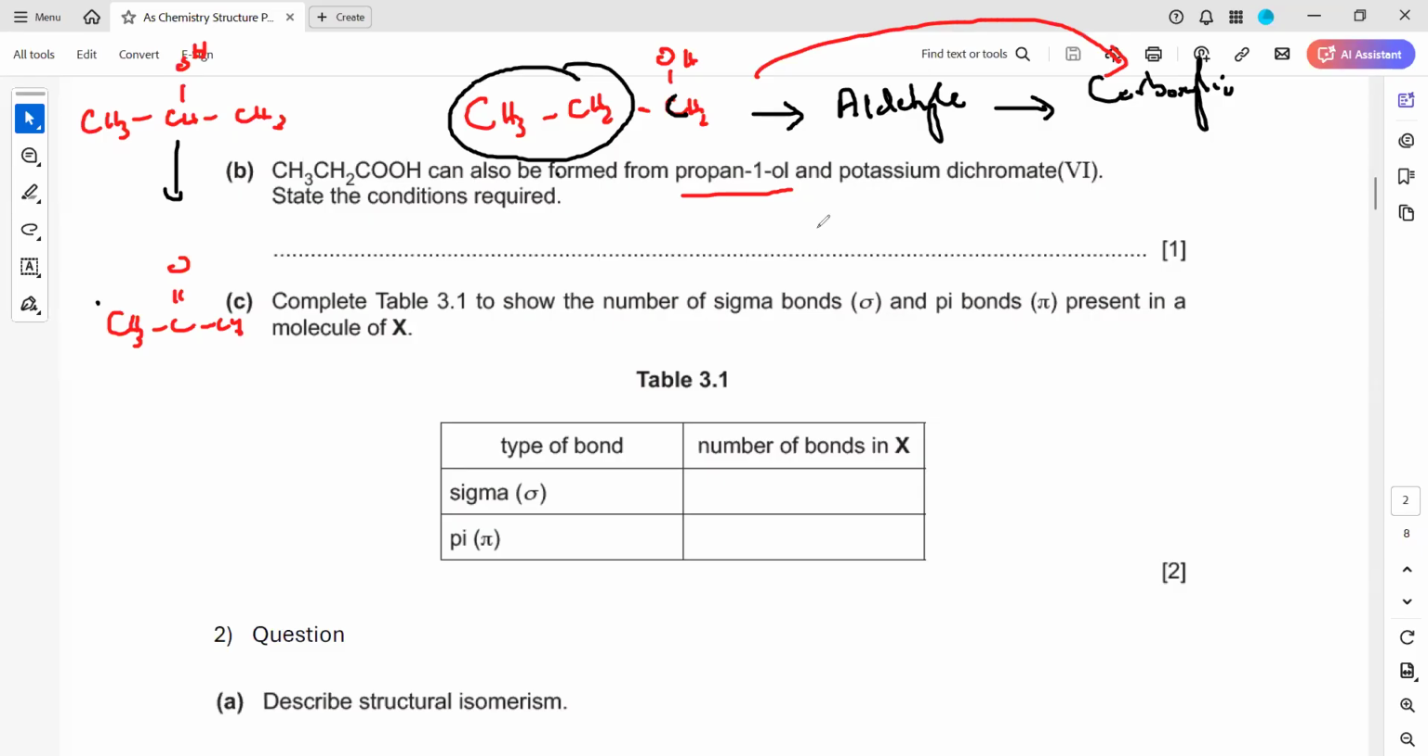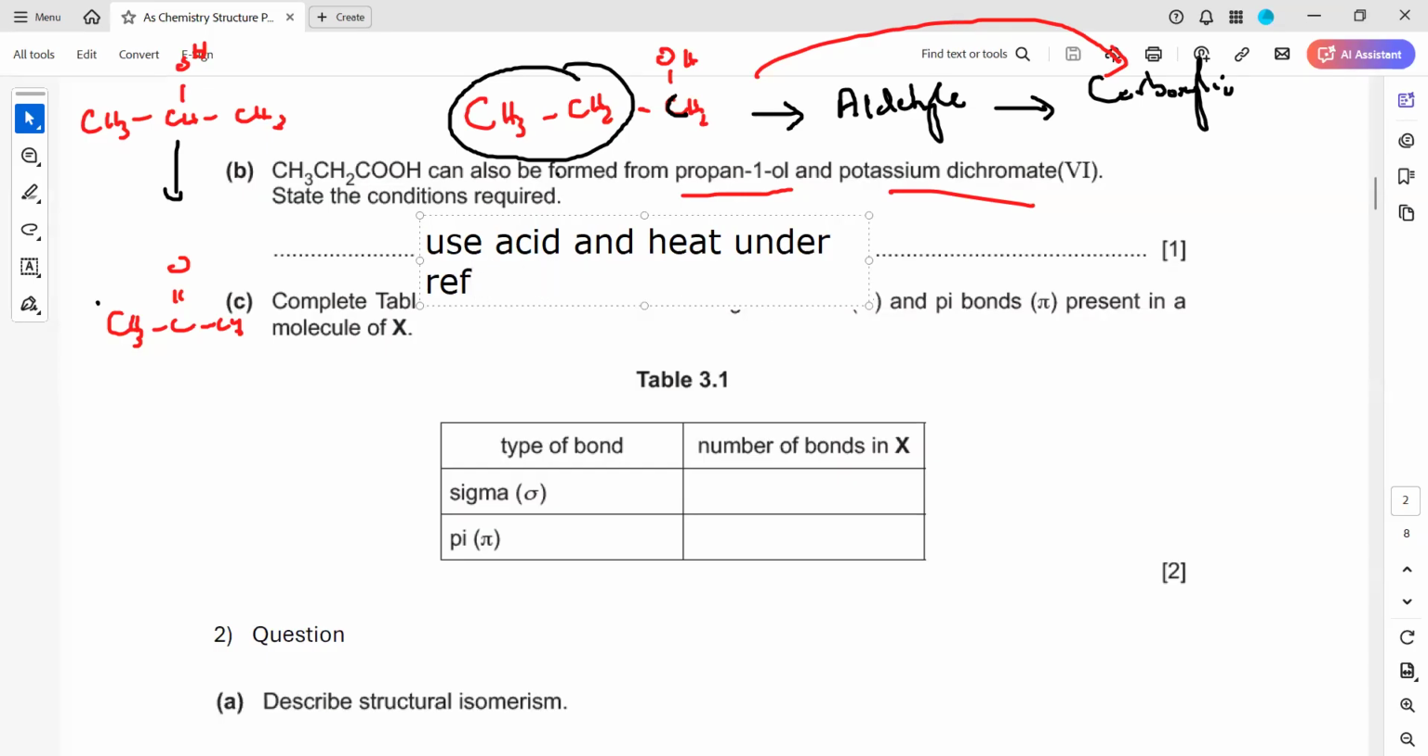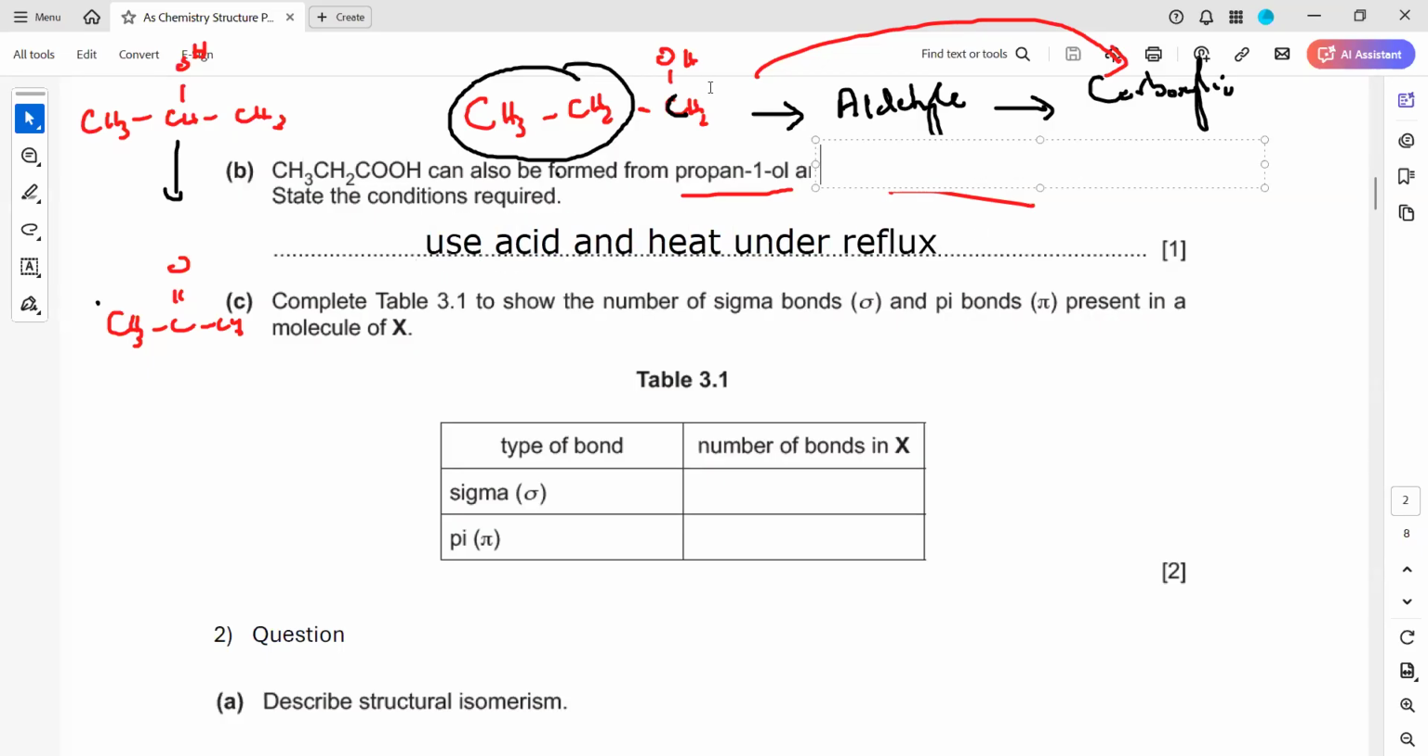So for oxidation, because we use acidified potassium dichromate, what are the state conditions we need? We should heat under reflux in acidic condition. To use acidic condition, use acid and heat under reflux for a complete oxidation. But if let's say we want to produce an aldehyde, then we don't have to use a reflux condenser. What is a reflux condenser? When we place the condenser vertically, we call that a reflux condenser. During a reaction, a condenser, whose main purpose is to remove the heat energy, is placed vertically. It's a reflux condenser.